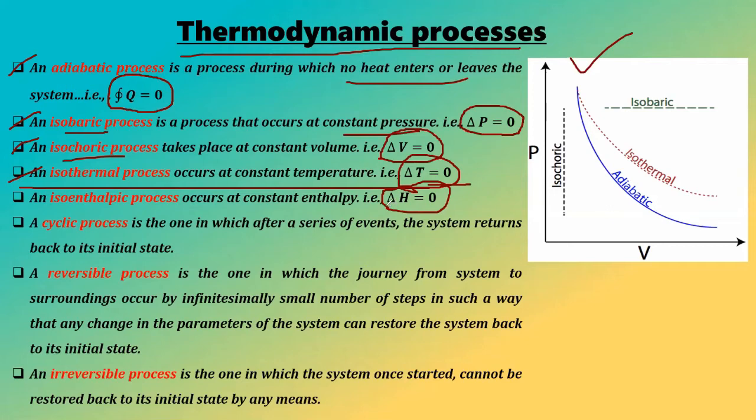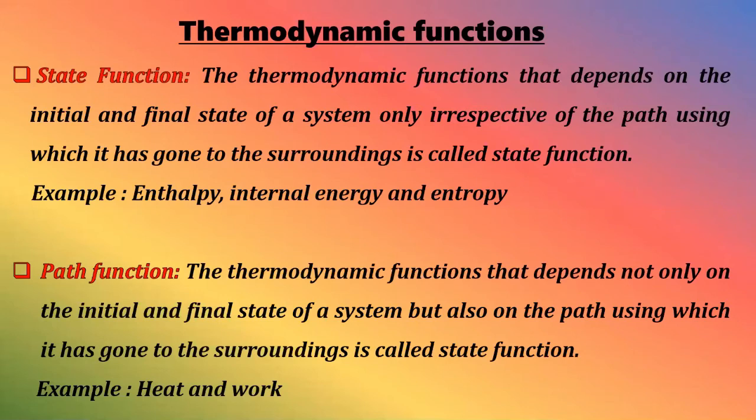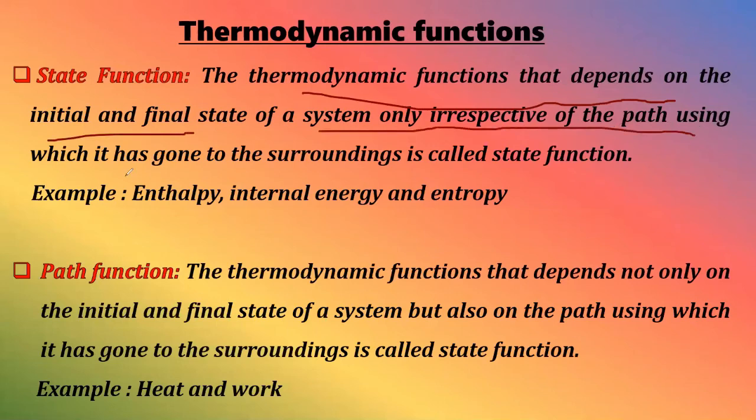Okay, this was all about the thermodynamic processes. Let us go to the thermodynamic functions, right? As you can see, basically there are two things. One is state function, another is path function. State functions are those functions which depend only on the final and initial state, but not on the path using which the system has gone from the initial to the final state. If the dependence is only on the initial and final state, not on the path, then it is called a state function.